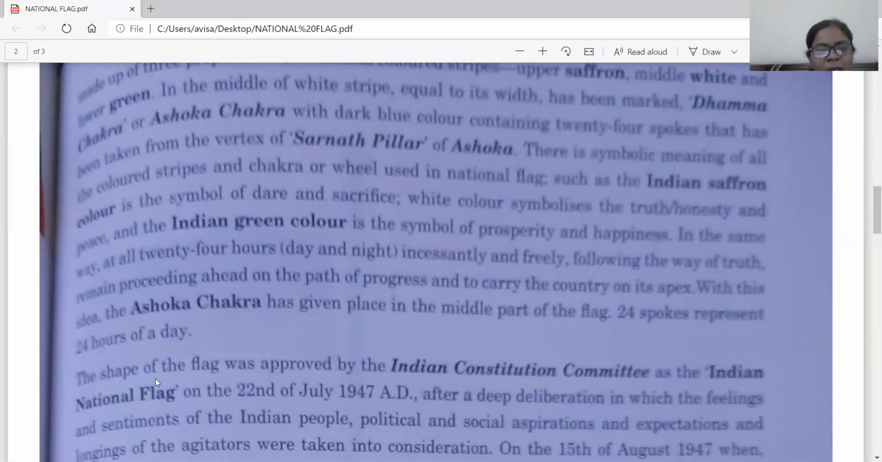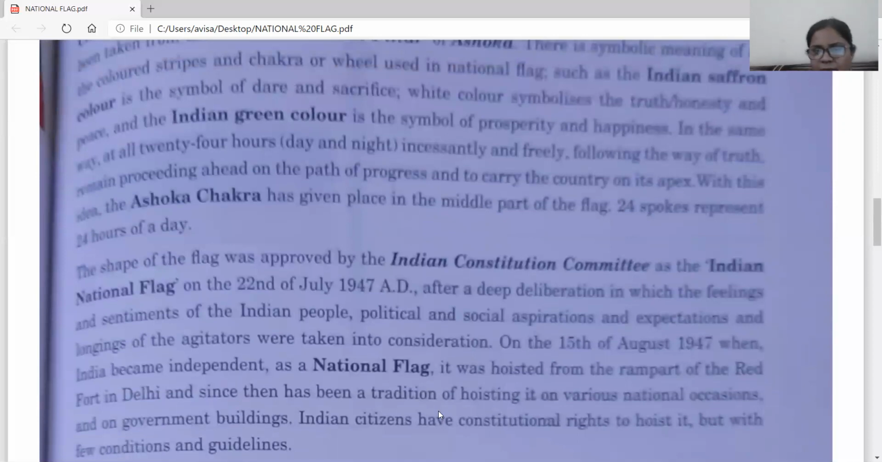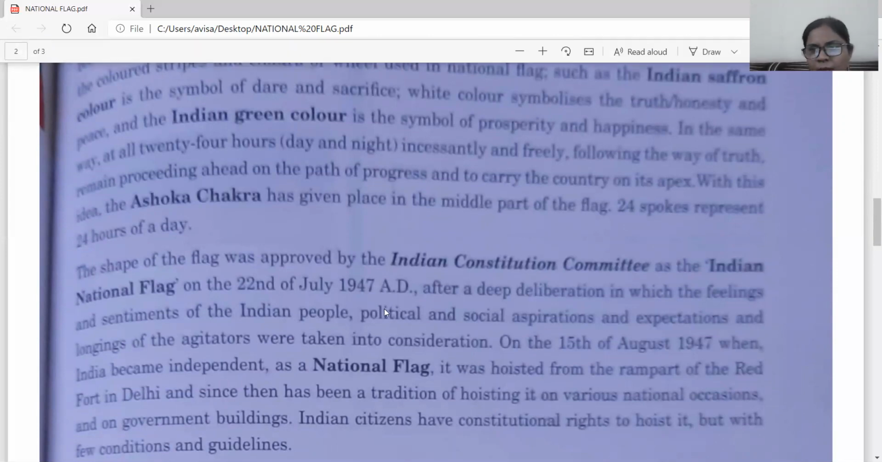As I told you, the design of the flag was approved by the Indian Constituent Assembly committee as the Indian national flag on 22nd July 1947. So before hoisting the flag for the first time on 15 August 1947, it was approved on 22nd July, after deep deliberation in which the feelings and sentiments of the Indian people, their political and social aspirations, expectations, and the longings of the agitators were taken into consideration.